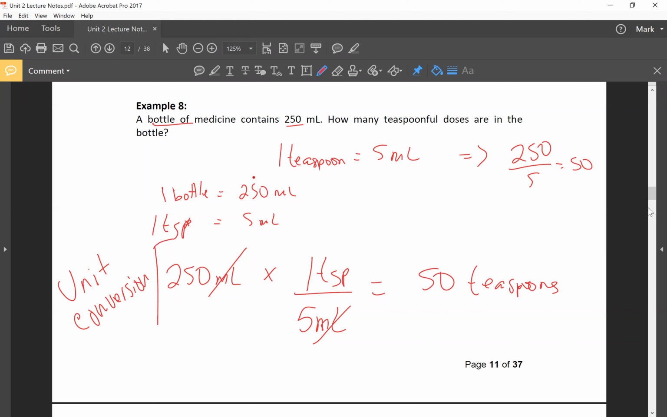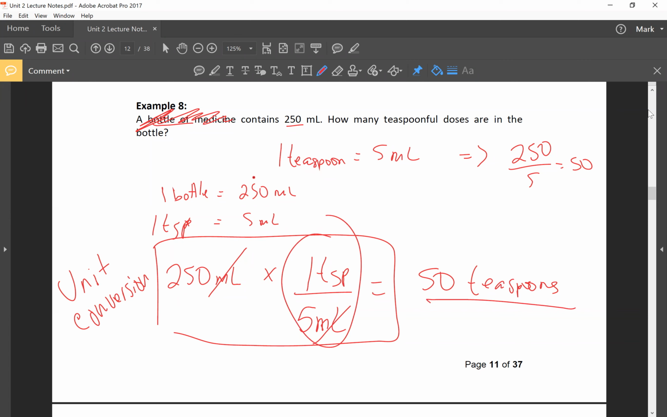I think this question is just, again, a unit conversion. I don't think you need to think of this as a proportion type of question, right? It doesn't even matter that there's a bottle. You have 250 milliliters of a medicine, okay? And I want you to convert that to teaspoons. Well, 1 teaspoon is 5 milliliters. So we have 50 teaspoons. I think that's all that this one is.